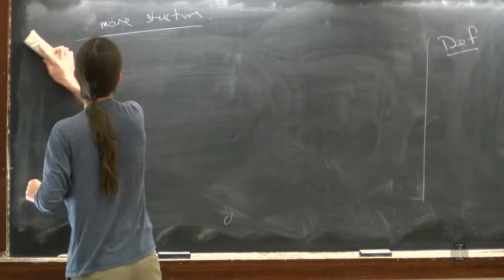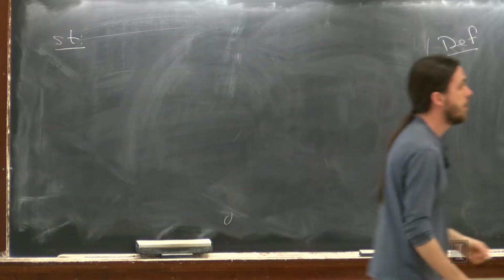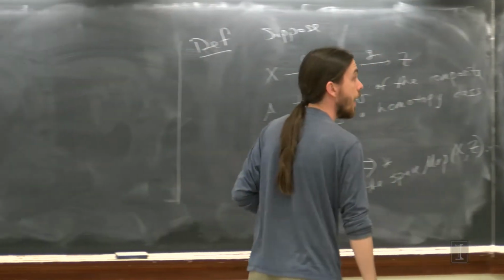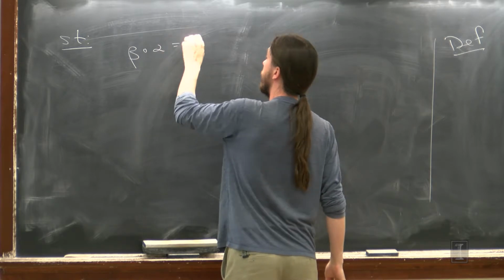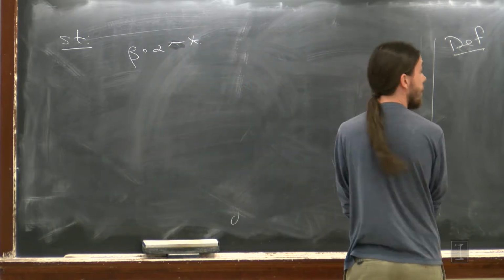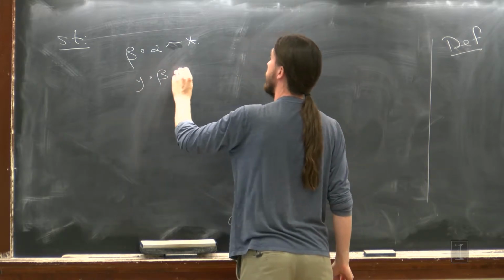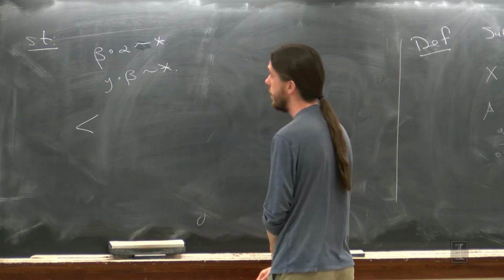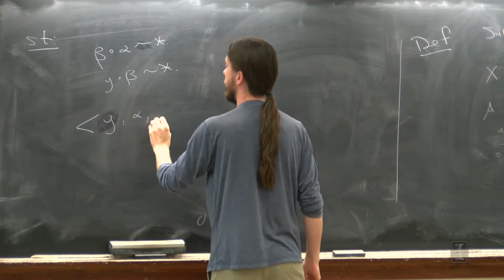And from that, we also need the relations. We need the relations that the composite beta alpha has to be the null map, and we also need that Y composed with beta is the null map. And from this, we get a bracket, and the bracket is Y alpha, Y beta alpha.